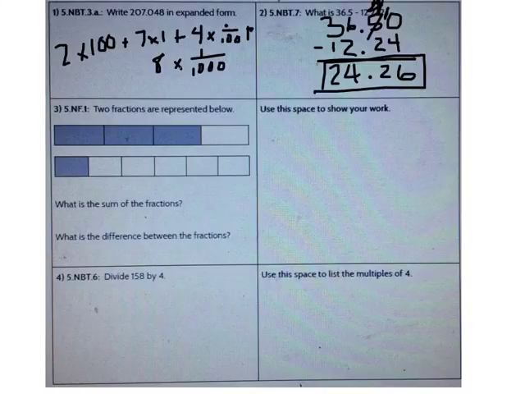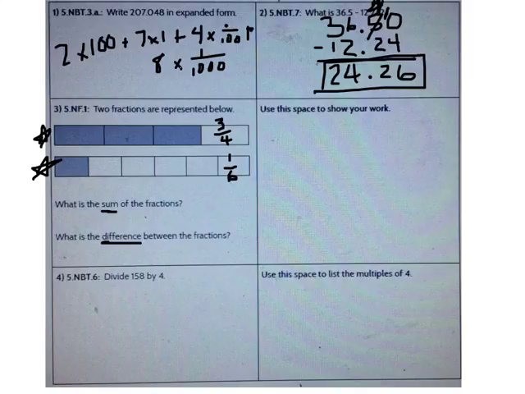Now let's do another. Two fractions are represented below. First, what is the fraction represented by the top bar? It's 3/4. What is the fraction represented by the bottom bar? It's 1/6. What operation should I use to find the sum of the fractions? The sum is the answer to an addition problem. What operation should I use to find the difference between the fractions? The difference is the answer to a subtraction problem.